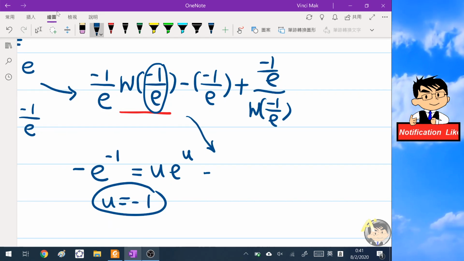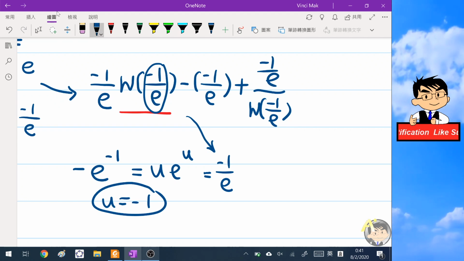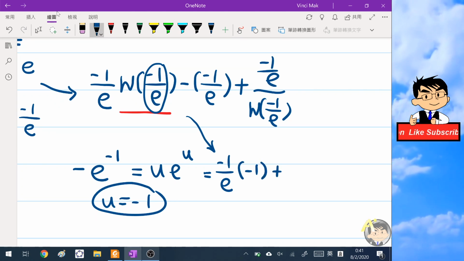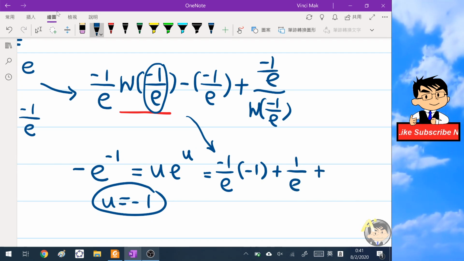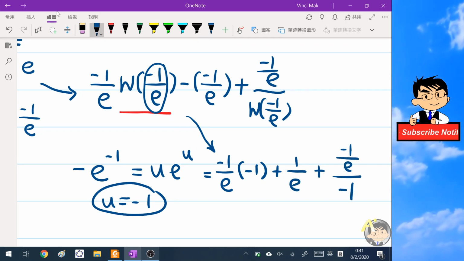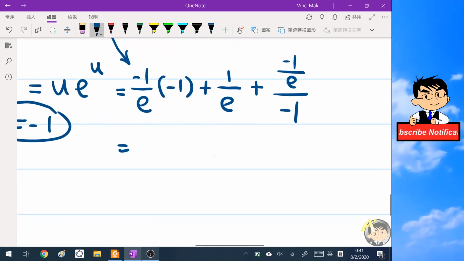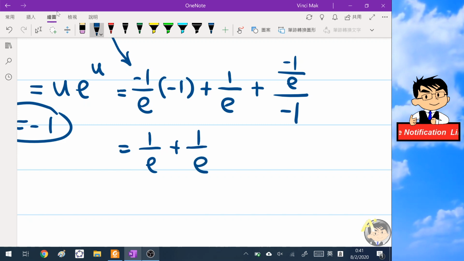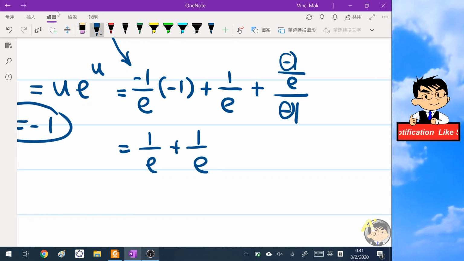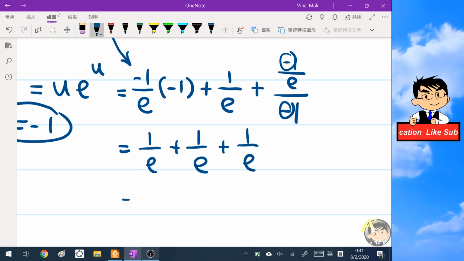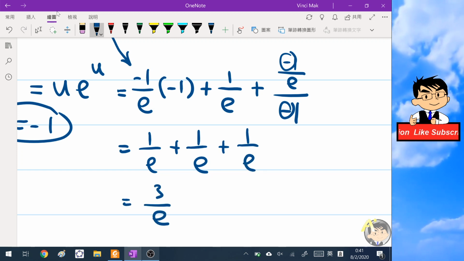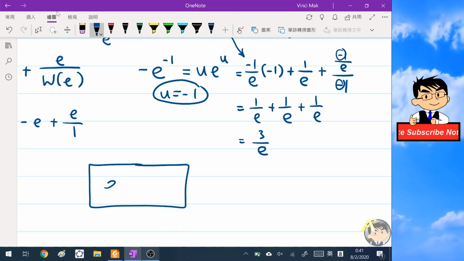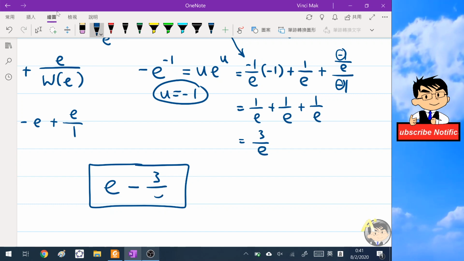So now we can calculate the second part. The second part will be negative 1 over e times negative 1. And of course this is plus 1 over e, plus negative 1 over e over negative 1. And then this expression becomes 1 over e plus 1 over e. And then these two negative signs will cancel out, and plus 1 over e, which is 3 over e. So the overall result will be e minus 3 over e.